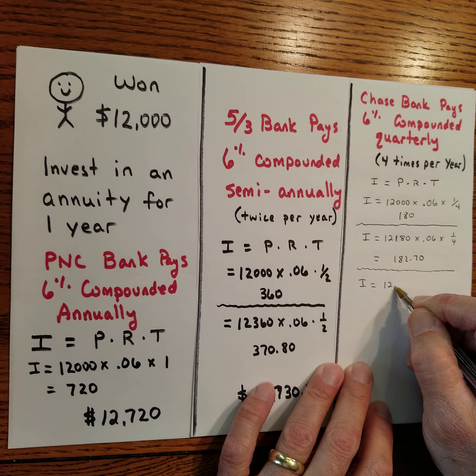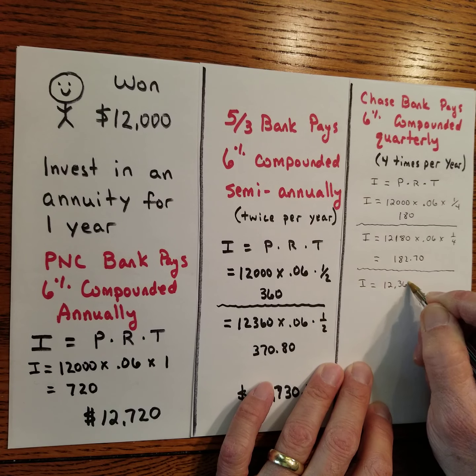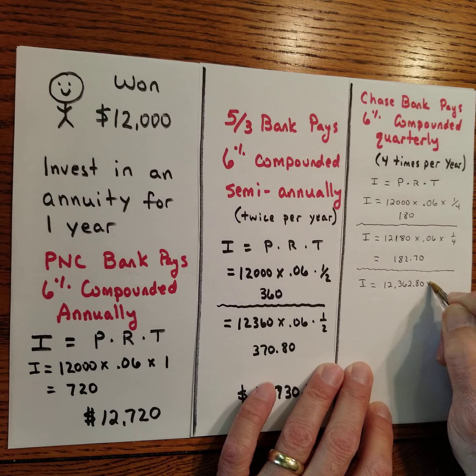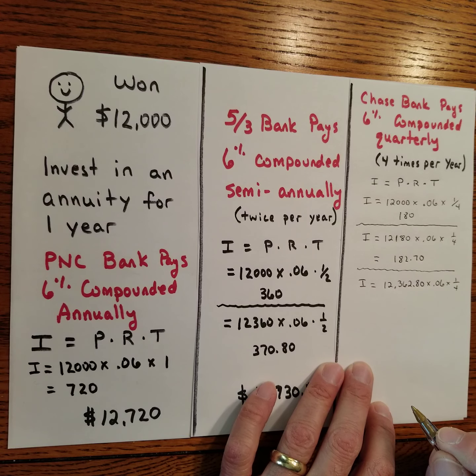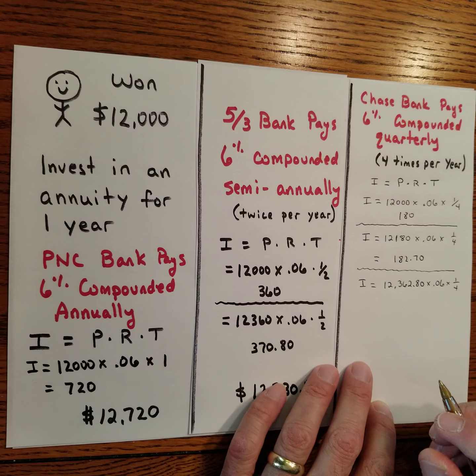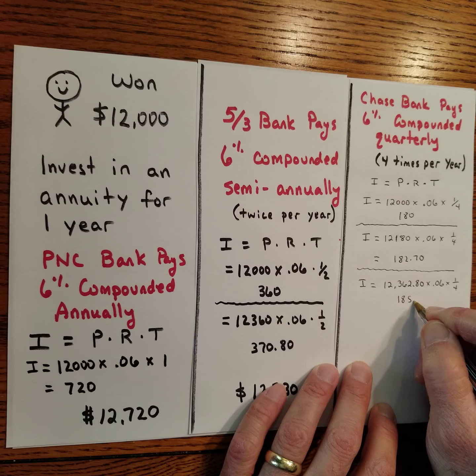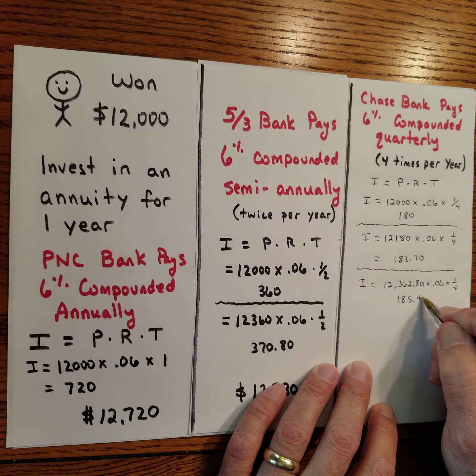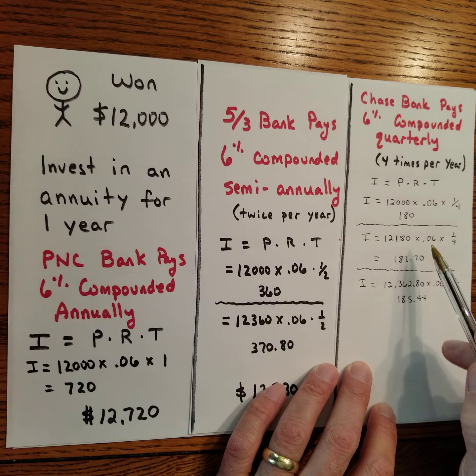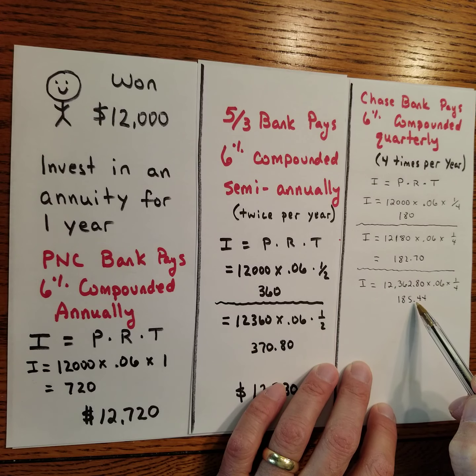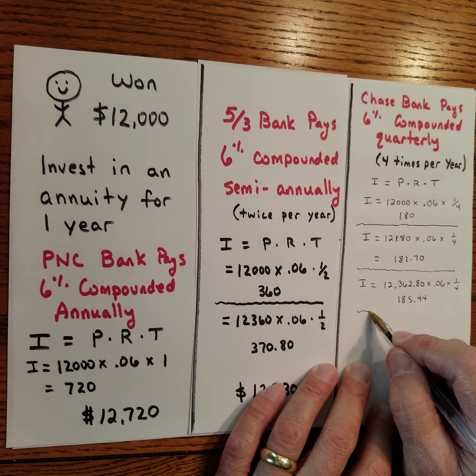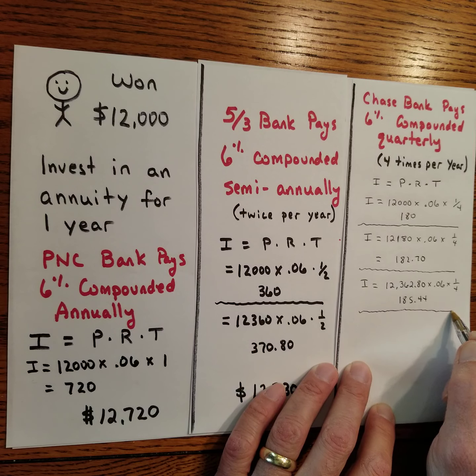Our balance is now $12,362.80 at 6% for the next quarter of a year. And what we earn is another $185.44. See how each time we do this, we earn a little more interest than the quarter before. That's because we're earning interest on our interest. Let's add that onto our balance.